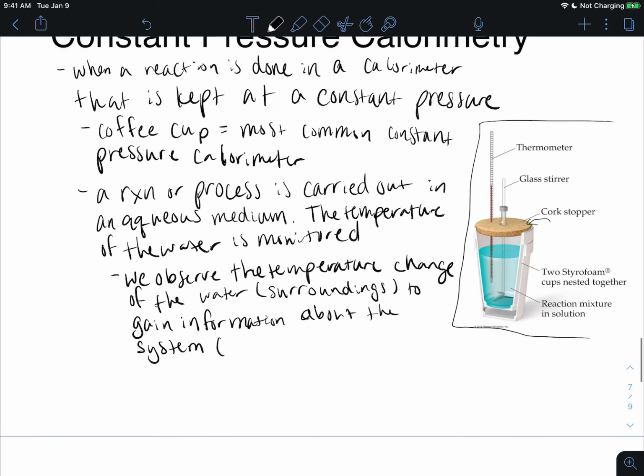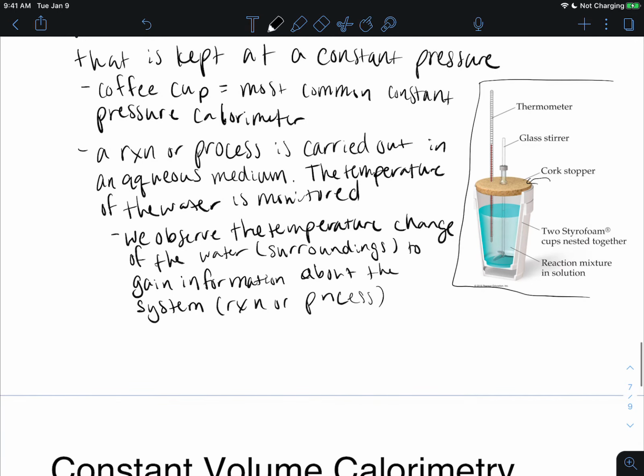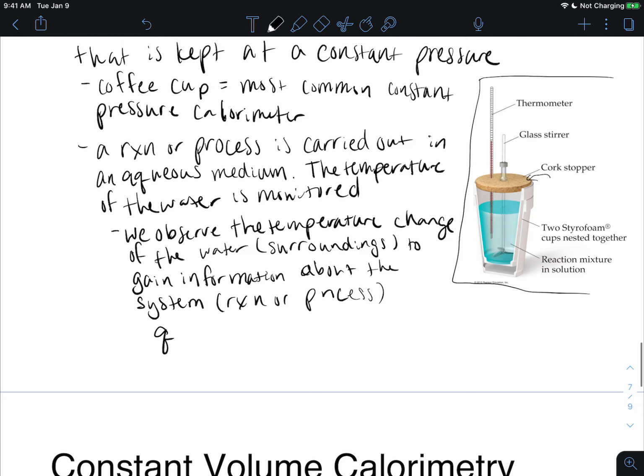So this is going to be our reaction or process. Okay, and we're still going to use the same equation that we've already used, where we use Q equals mass times specific heat times delta T, unless we're in moles, then we use the one with the moles. We're just going to take into account that we're monitoring our solution, we're monitoring our surroundings, we're not monitoring our reaction directly. So first we have to keep in mind that our Q of our reaction will be equal to the negative Q of our solution or water.